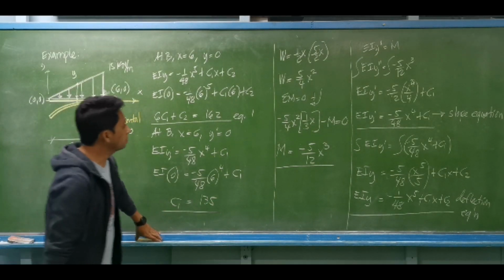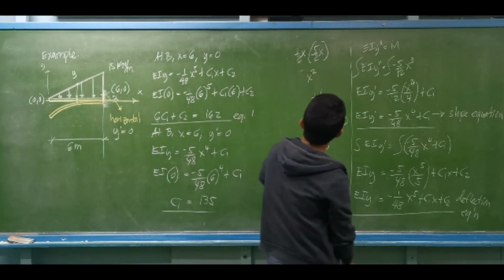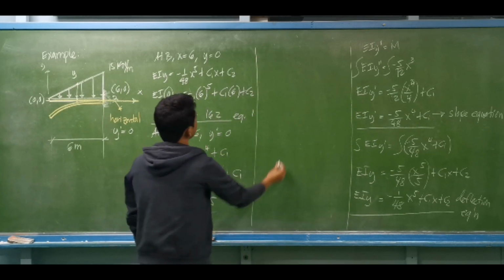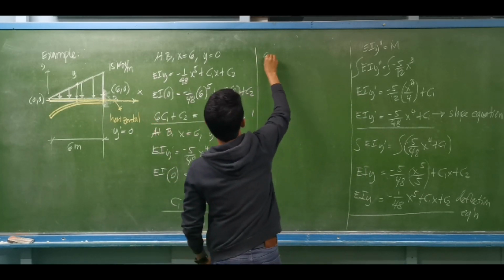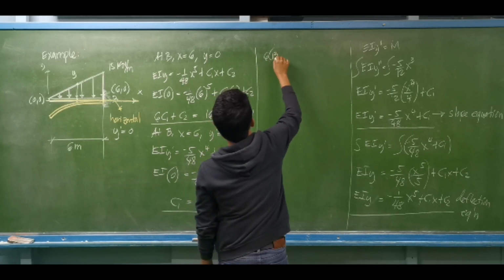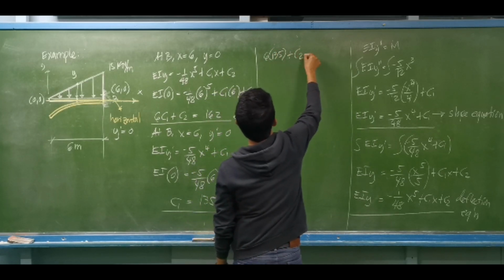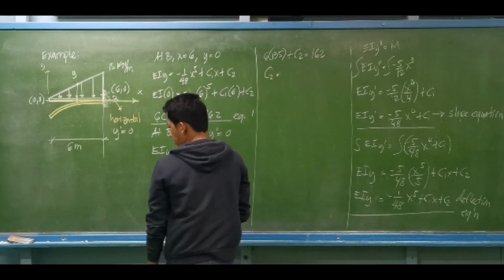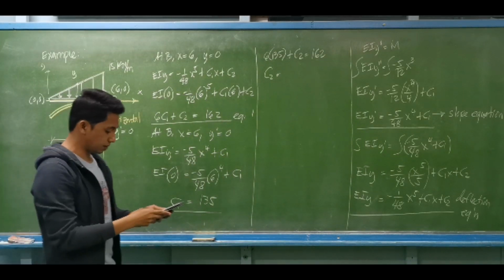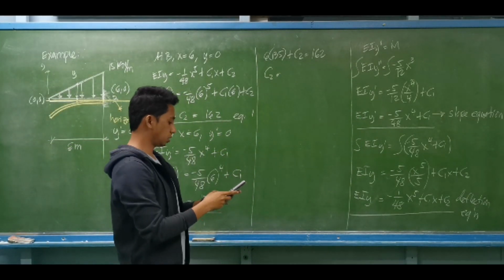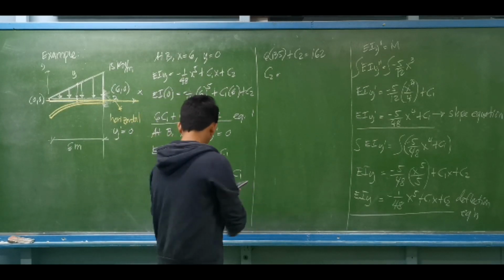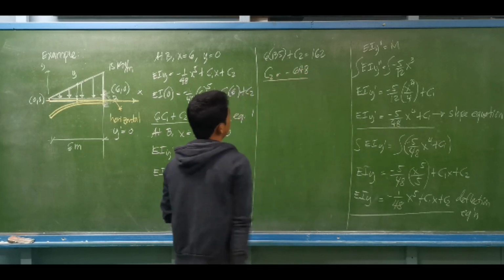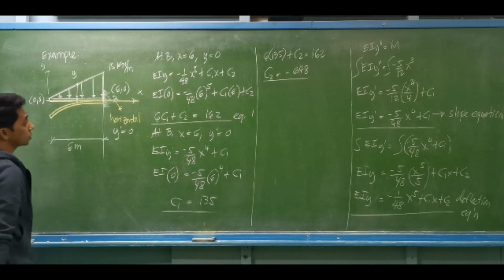So since we have now the first arbitrary constant, we can now compute for the C sub 2. And from this equation, we have this is 6 times 135, okay, plus C sub 2 is equal to 162. So let's compute for the value of the second arbitrary constant. 162 minus 810, that will be equal to negative 648. Okay, that will be the value of the arbitrary constants, C1 and C2.